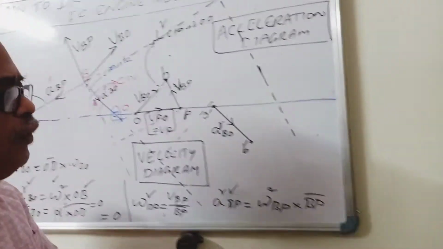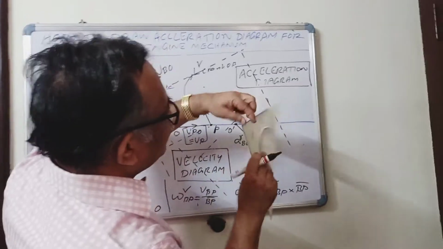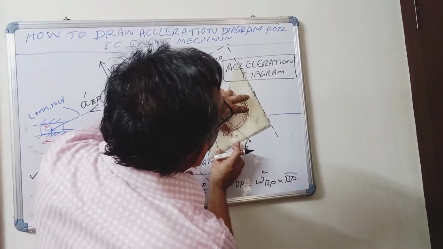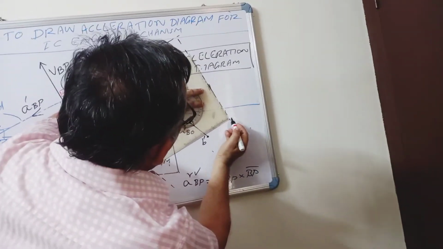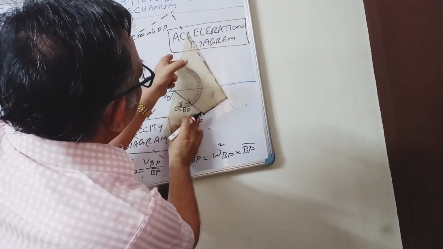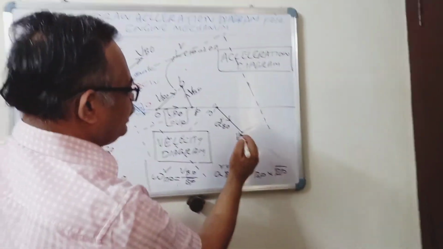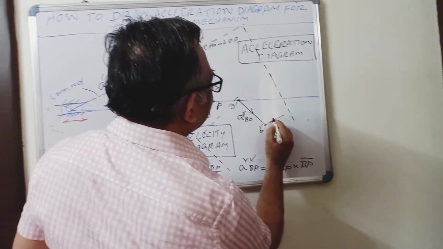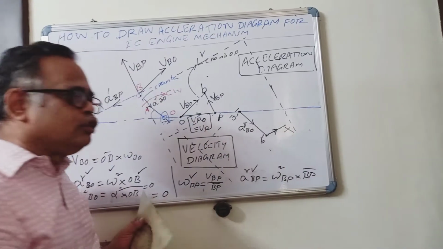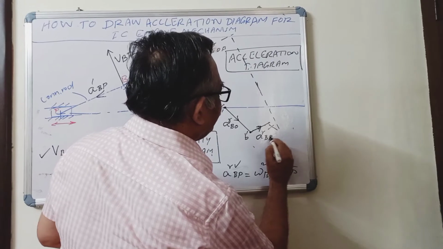Now, keeping it like this, coinciding with this line here, you simply draw this particular vector, right? This is known. Take it to the same scale as you have taken this, and let us assume it comes up to this point, right? So this is your point X, because this is A radial BP, right?